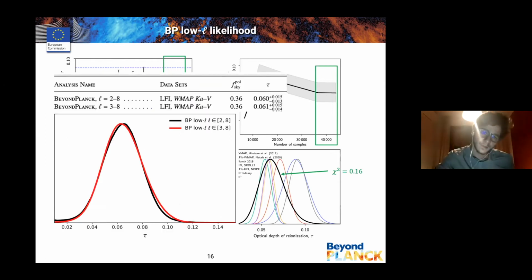A last consistency check, actually a stability test, has been done to assess the ideal multipole range. We already mentioned that we stop at L equal 8 for the lower likelihood, but we tested the likelihood with L max between 2.8 and 3.8 as the multipole range. But we basically see that the posterior distributions are identical. So the chi-square is also identical. This is a 16% probability of excess, and the tau estimate is the same. So we use the larger interval we can. So 2.8 will be the lower likelihood BeyondPlanck application.